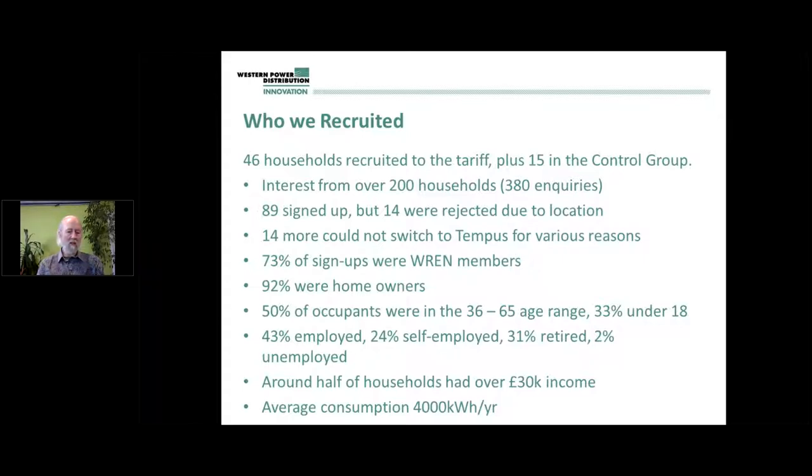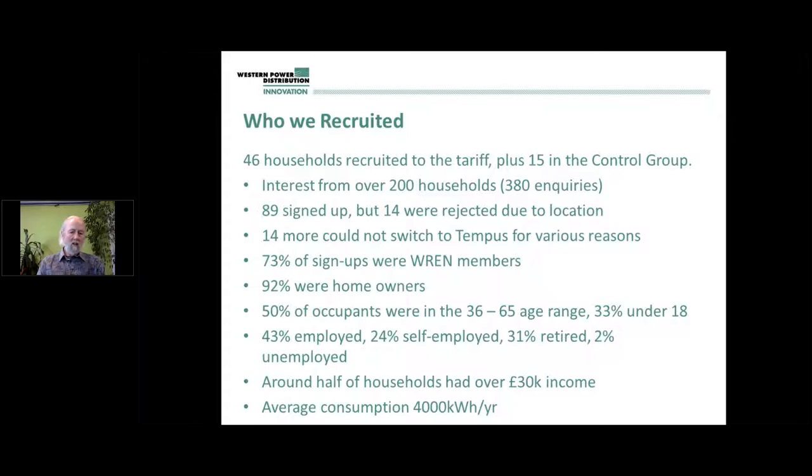when trying to do something like this. As you would imagine, a large portion were homeowners, 92% in this case, because they obviously have more control over what goes on in their homes. 50% of occupants, this is occupants, not bill payers, were in the 36 to 65 age range. And 33% were under 18, so a lot of children in the households.